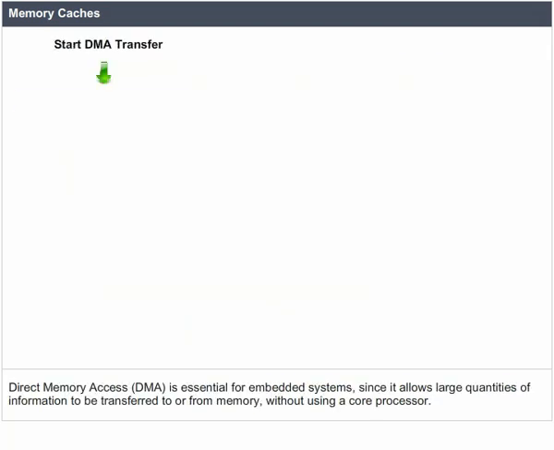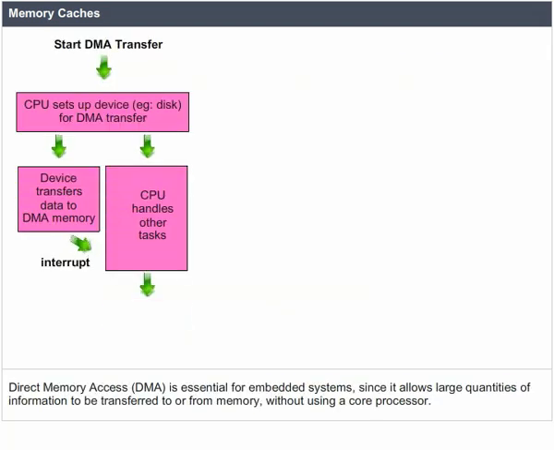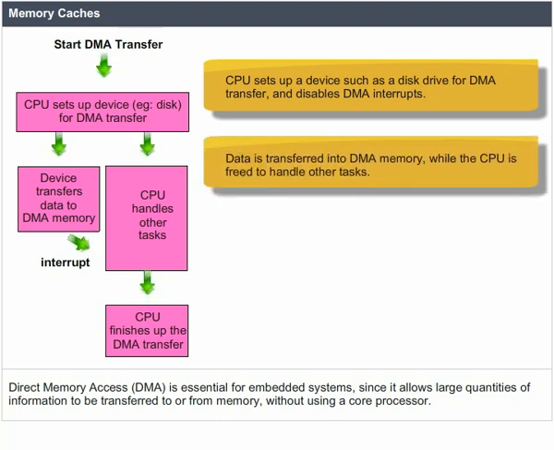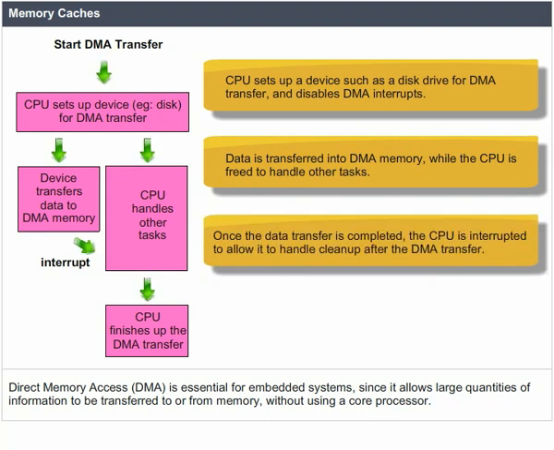Direct Memory Access, or DMA. Direct memory access is essential for embedded systems since it allows large quantities of information to be transferred to or from memory without using a core processor. The CPU sets up a device such as a disk drive for DMA transfer and disables DMA interrupts. Data is transferred into DMA memory while the CPU is free to handle other tasks. Once the data transfer is complete, the CPU is interrupted to allow it to handle cleanup after the DMA transfer.